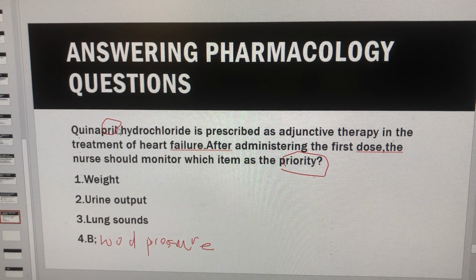Excessive hypotension, first dose syncope, can occur in clients with heart failure or in clients who are severely sodium depleted or volume depleted. Although weight, urine output, and lung sounds would be monitored, monitoring the blood pressure is the priority. Remember to use pharmacology guidelines to assist in answering questions about medications and note the strategic words. The correct answer is number 4, blood pressure.